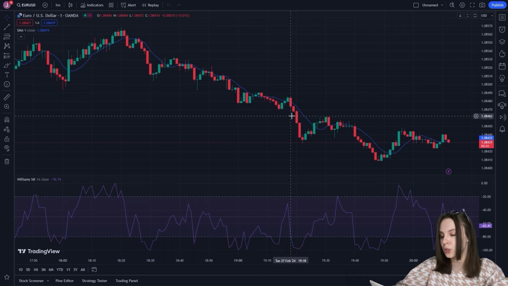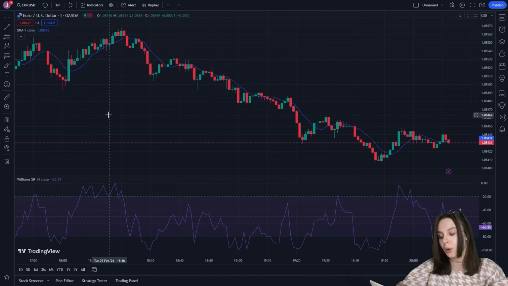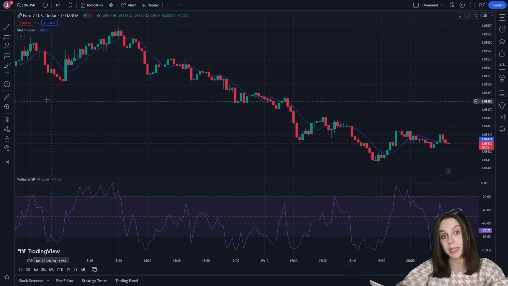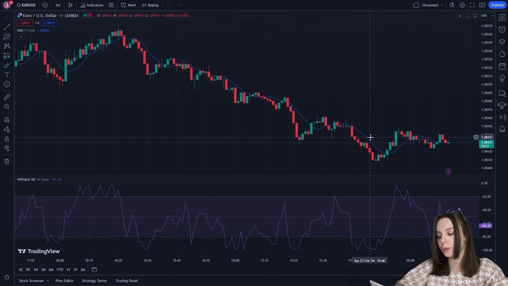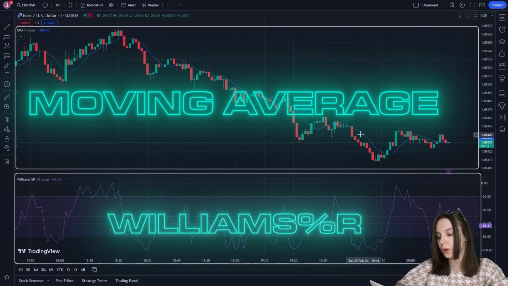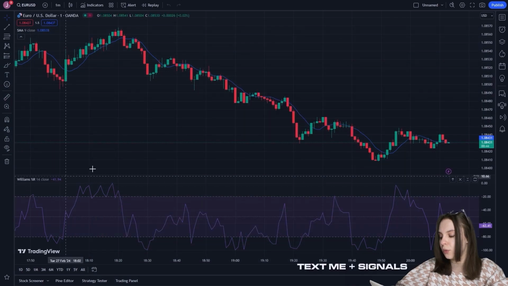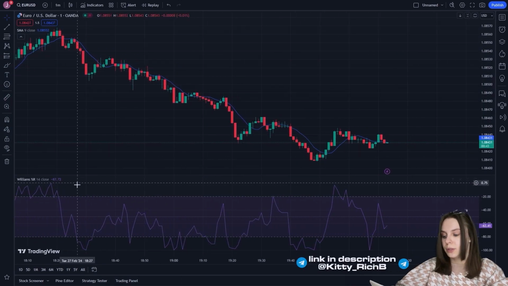And we are returning to TradingView. We are starting to analyze the strategy. The strategy is that we have applied two simple but useful indicators. The first indicator is called moving average, which is located on the chart, and the second is Williams percentile.